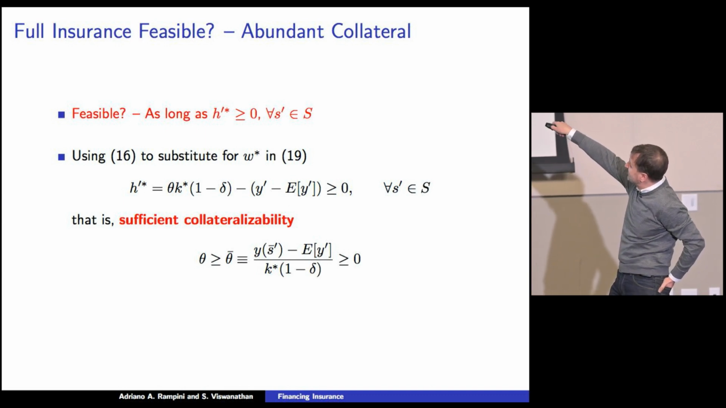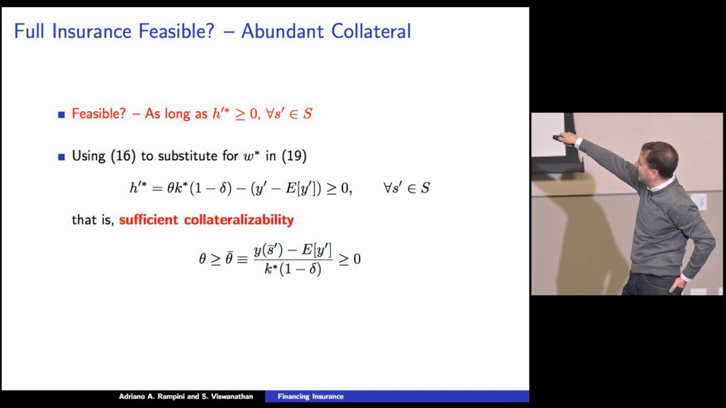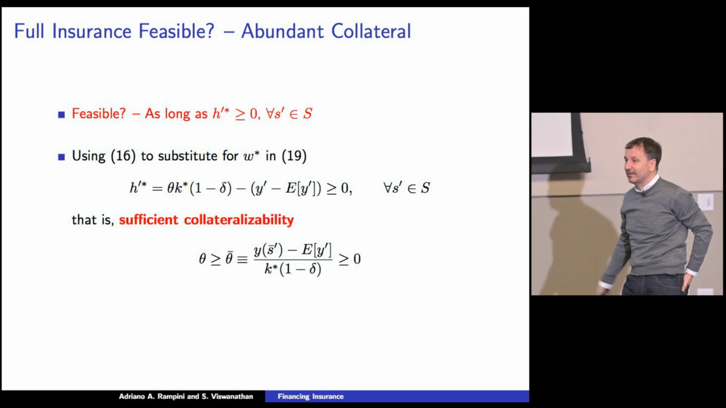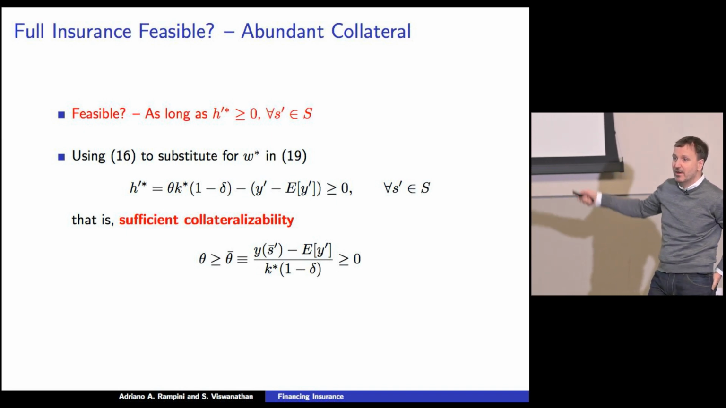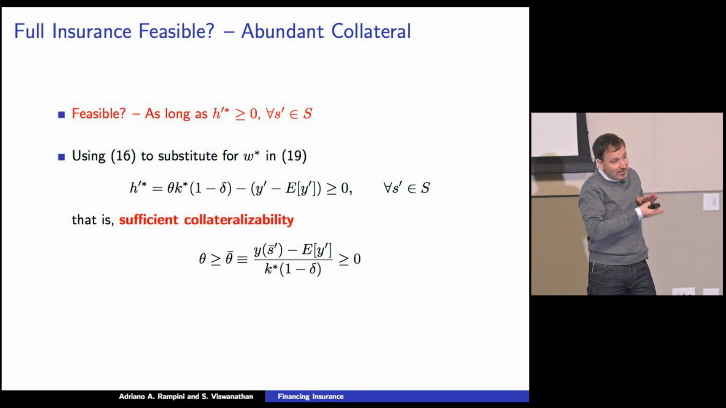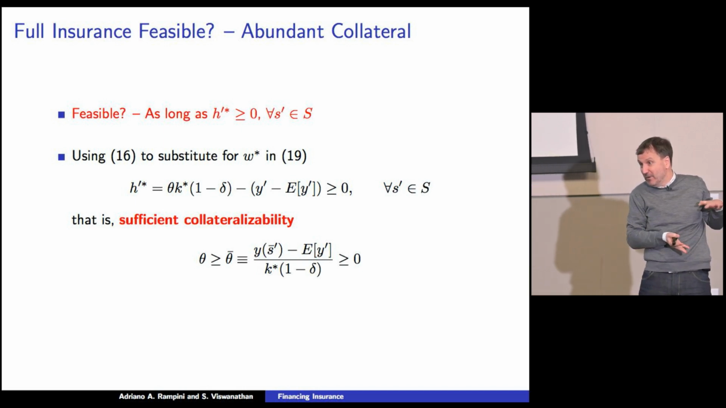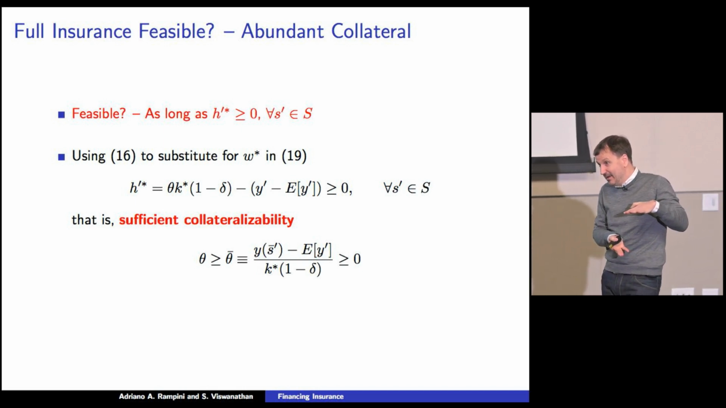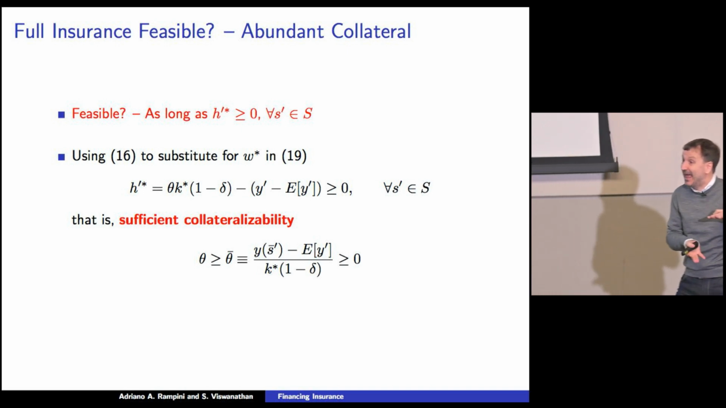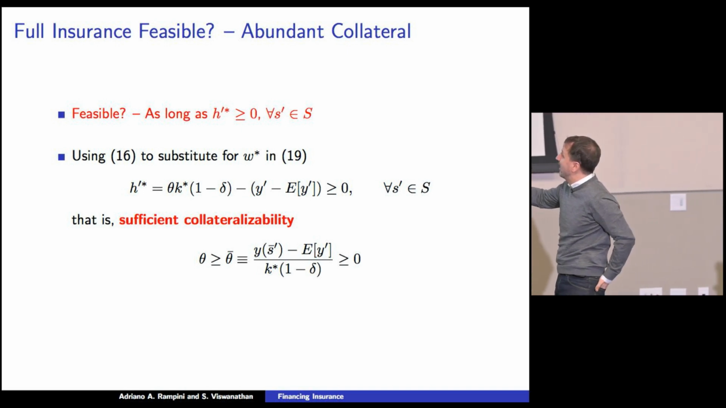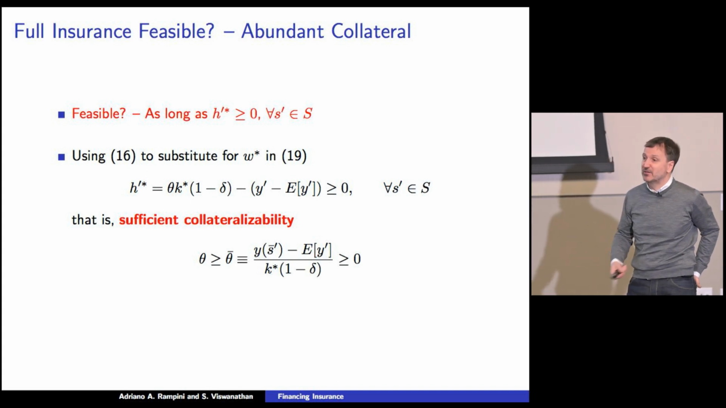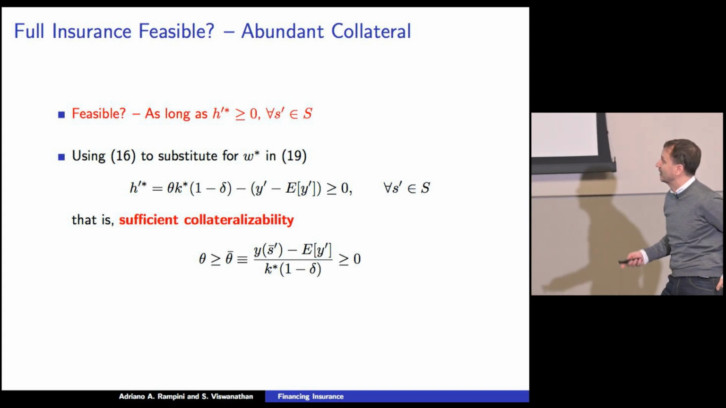So then I can reverse this and say, okay, evaluate this at S upper bar, the highest state tomorrow. That gives me a lower bound of pledgeability. If pledgeability is above this theta bar, defined like so, then at the full insurance solution, I have enough collateral to be able to implement full insurance. And so, bingo, I actually have full insurance. Beta R is 1, everybody's fully insured.